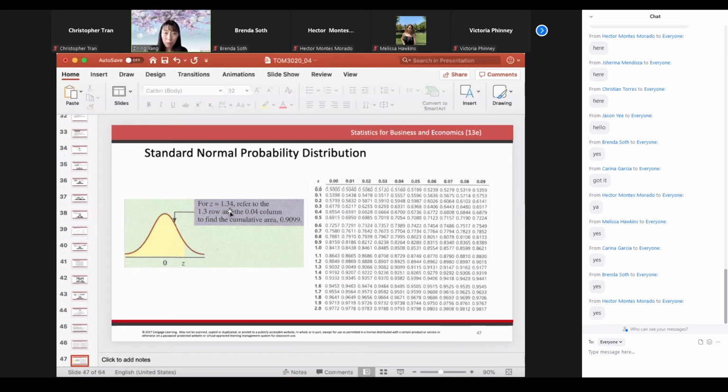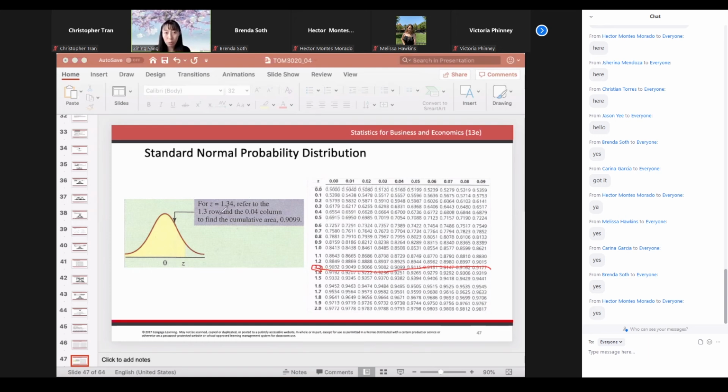Now you go to the table. What's the first decimal place? First decimal place is 1.3. So you get to look up row 1.3. That's the right row you look at. And in the row, you got 10 numbers.